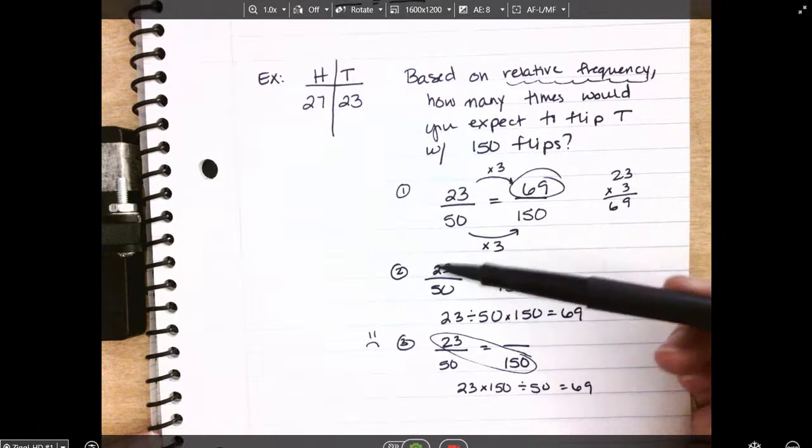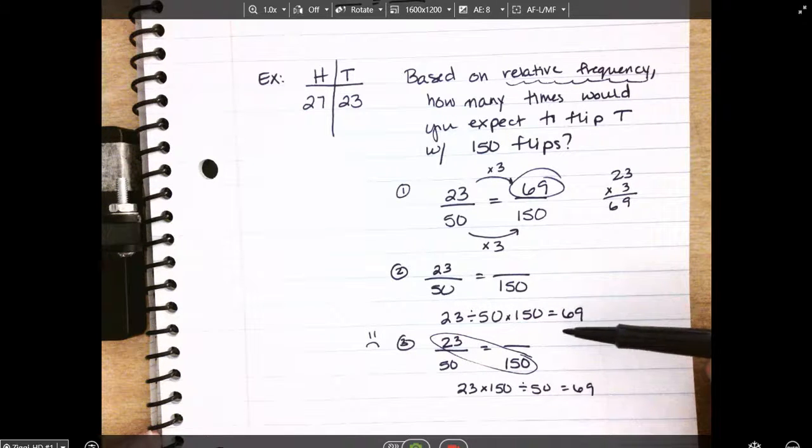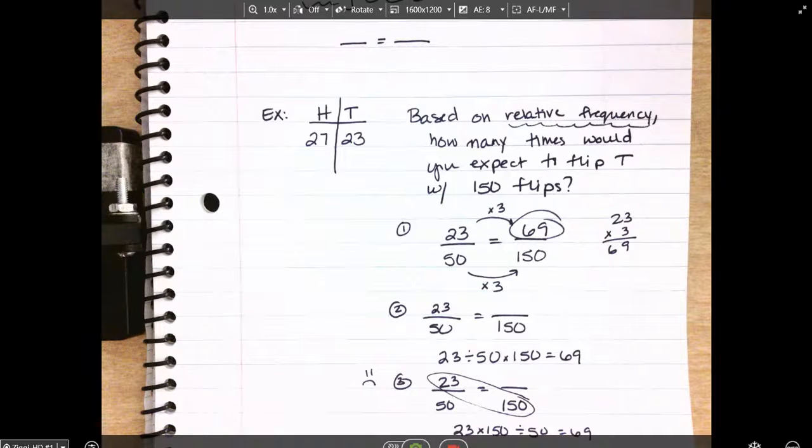I prefer to stick with either finding a relationship or just converting your fraction to decimal and then looking for your missing number. So that's how you use known probabilities to make predictions.